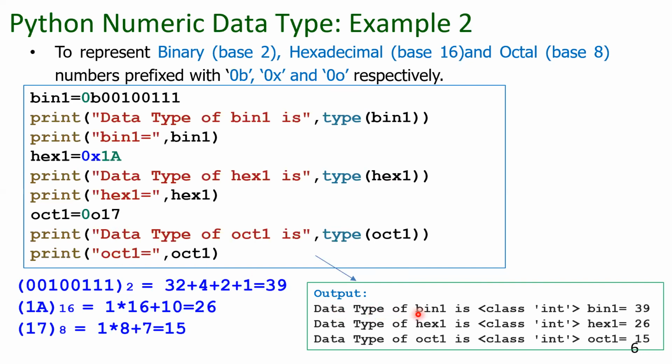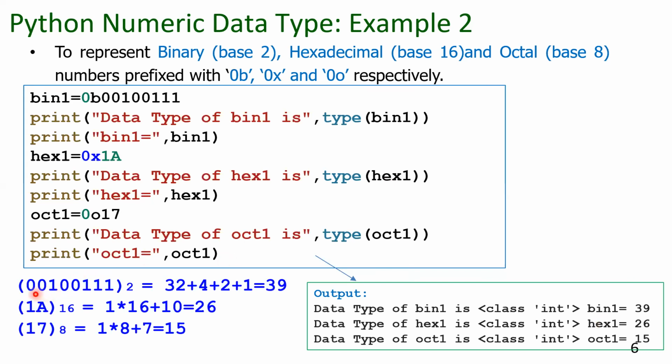If you look at the data type of bin1, hex1 and oct1, all of them belong to the int class only. Though the base varies, the data type is still an integer. Similarly, if we try to print the values of bin1, hex1 and oct1, the values are printed in the decimal form.